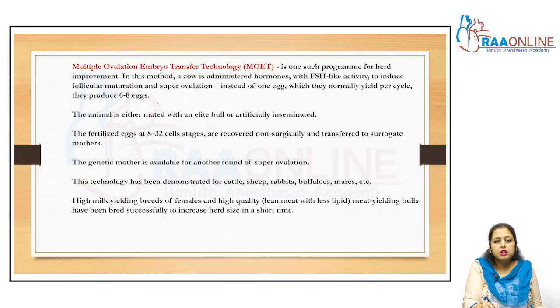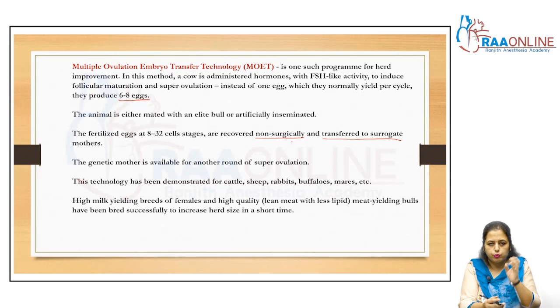So, they normally yield one egg per cycle, but here they produce 6 to 8 eggs, right? The animal is either mated by an elite bull or artificially inseminated. These fertilized eggs, at the 8 to 32 cell stage, are recovered non-surgically and transferred to the surrogate mothers, that means into other cows, right?